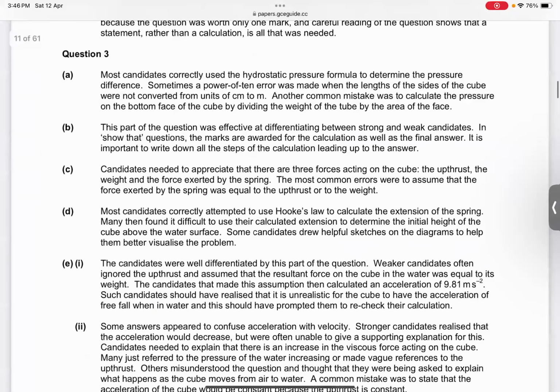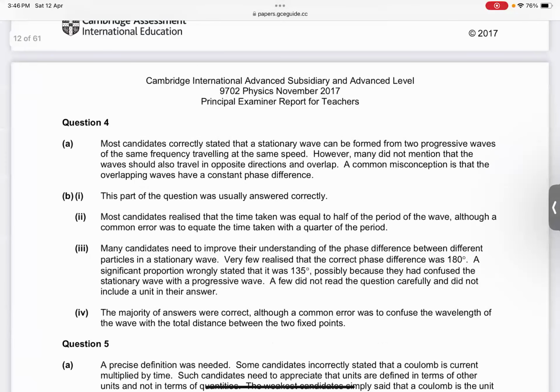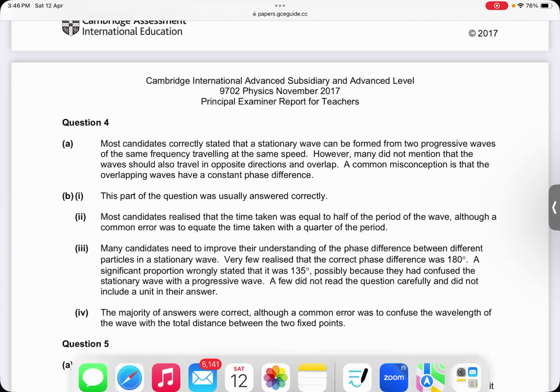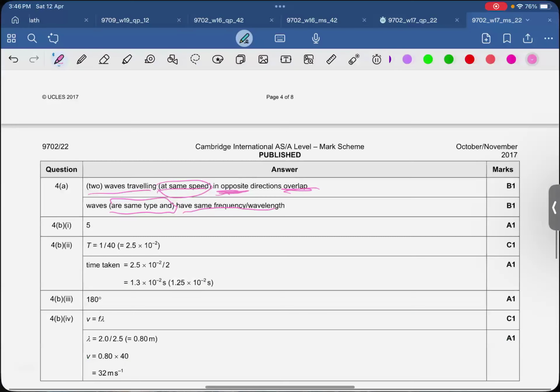Most candidates correctly stated that the stationary wave can be formed from two progressive waves of the same frequency traveling at the same speed. However, many candidates did not mention that the waves have to travel in the opposite direction and overlap. A common misconception is overlapping waves have a constant phase difference. So it's better to use the concept of overlap. That's why I'm saying everyone is losing one mark each. Okay, come on.